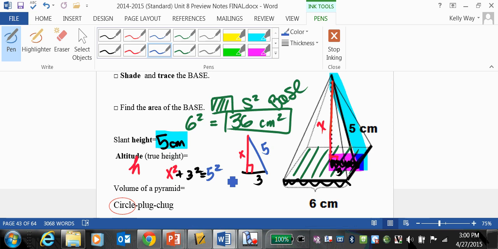X equals 4. Okay, so you should have x squared plus 9 equals 25. That's x squared.